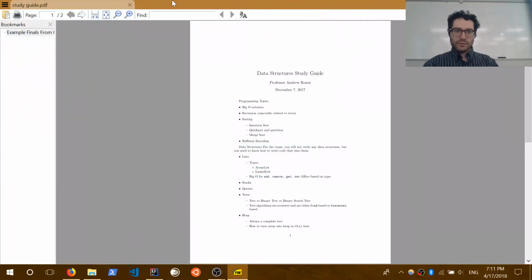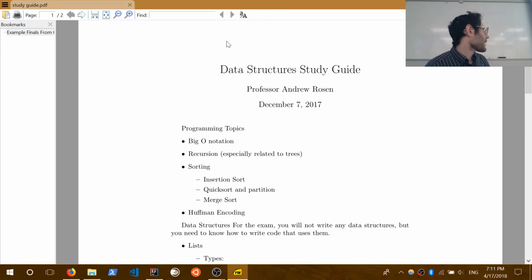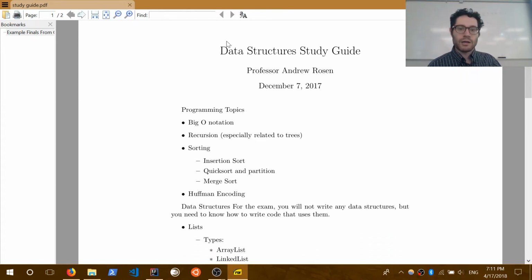So here's my study guide. Here are the topics that we will go over. The programming topics we went over this semester were Big O notation and recursion, especially as it relates to trees. You're going to have tree questions on the final exam.